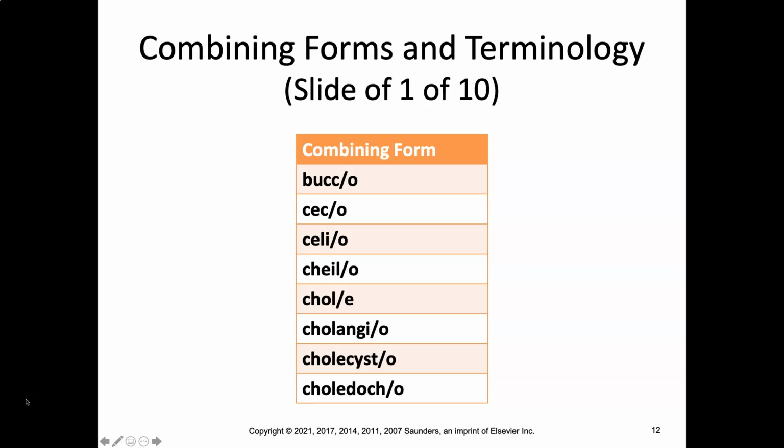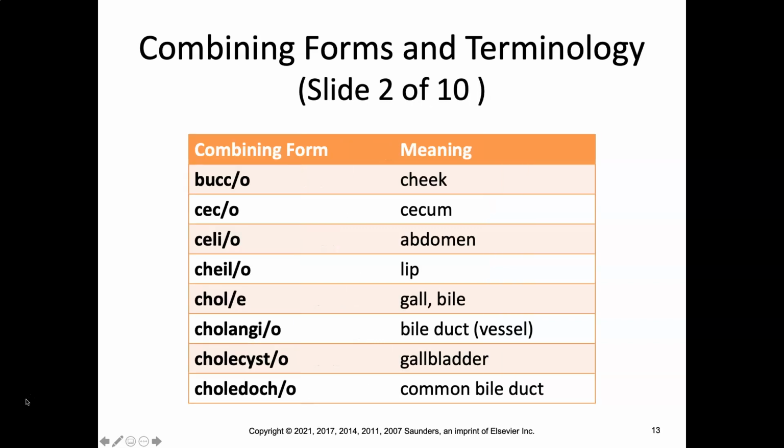Some more combining forms. Notice they all end with O, the roots and the combining vowels, except for chole. Now make sure that you pay really good attention to chole. Chole is C-H-O-L, and its combining vowel is an E, not an I, not an O, but an E, chole. It's that old gallbladder.